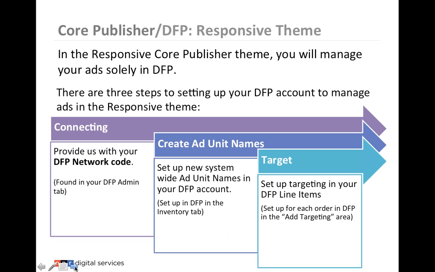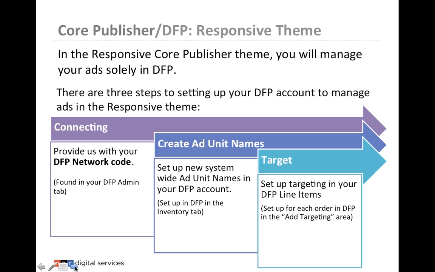And there are 3 steps to setting up your DFP account to connect to your responsive theme. The first step would be to log into your account and find your DFP network code, and we'll go through this together shortly. Once you get your DFP network code, you are going to send that to either myself or Rakisha, and we will add that to your Backstage account so you can actually see your ads while you're working on Backstage.